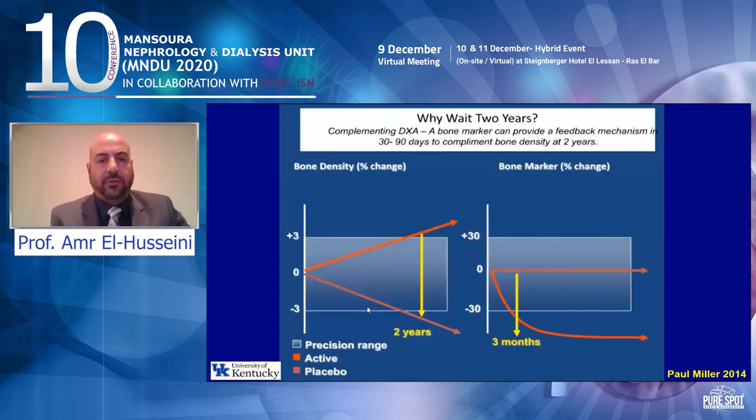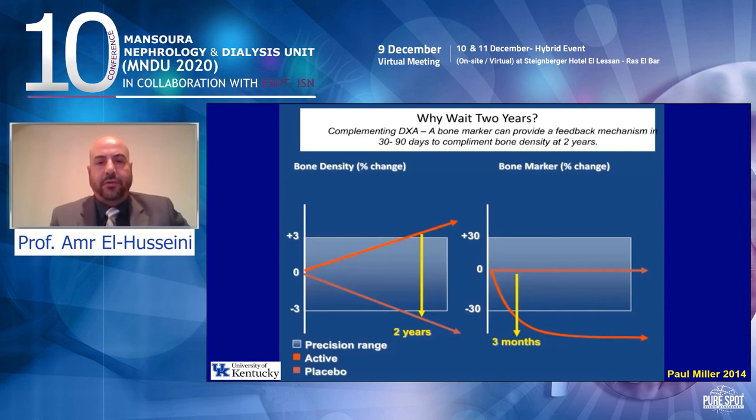So here is how to use precise medicine and follow up our patient using either DEXA scan or the bone turnover marker. To be very precise, you need to repeat the DEXA scan in 2 years. This is a precision gap, and in just 3 months, you can fill this gap using bone markers. So why wait 2 years if you can just use a simple non-invasive biomarker to give you an impression about the response to treatment?